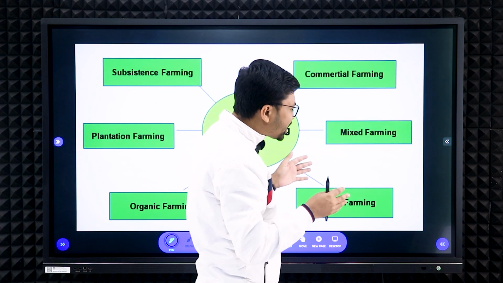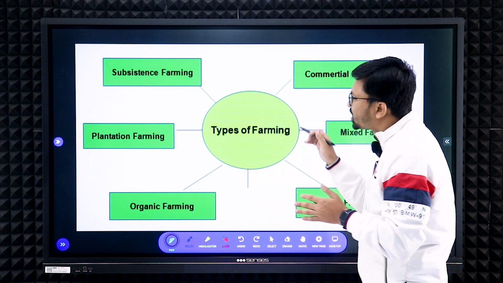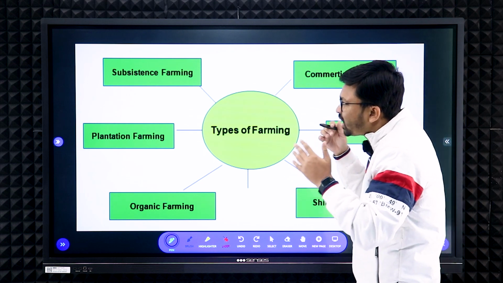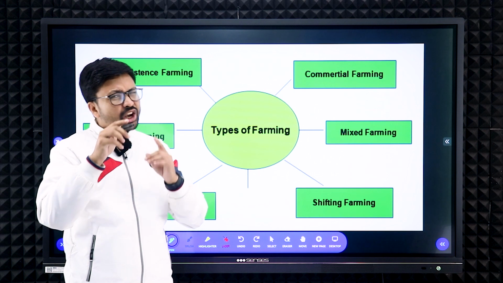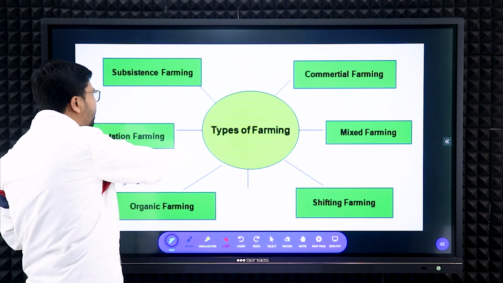Now, next we go to the types of farming. As I said, here you can see there are different types of farming. What are those? Shifting farming, subsistence farming, intensive farming, extensive farming, and plantation farming. Those are the different types of farming. And as I said, you need to focus on the characteristics of those farming types, right? So one by one we will discuss.